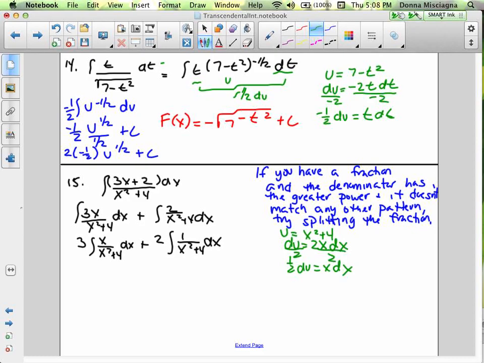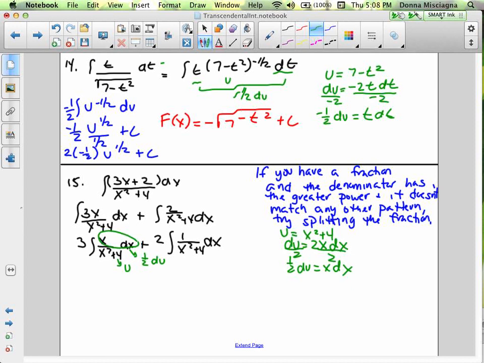All right, so the 3 stands. We're going to represent the x dx part, so all of this, right, is going to be represented by 1/2 du, and the denominator is going to be represented with u.